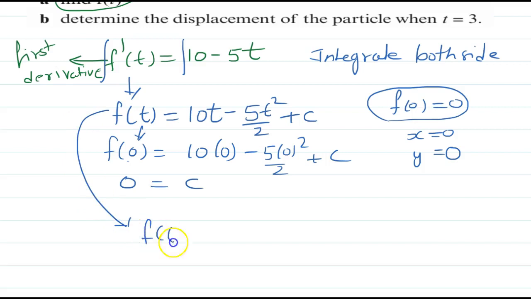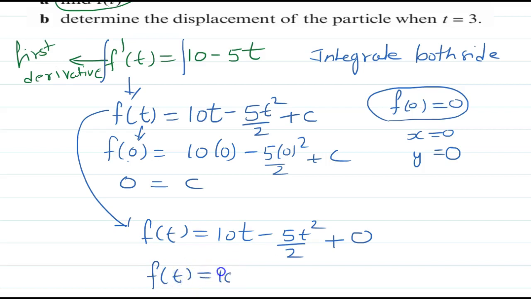So f(t) equals 10t minus 5t squared divided by 2 plus c, and c we are putting 0. So our final answer is f(t) equals 10t minus 5 over 2 t squared.